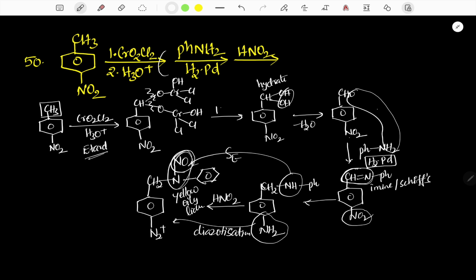So the first reaction is the Etard reaction. The second reaction is reductive amination.